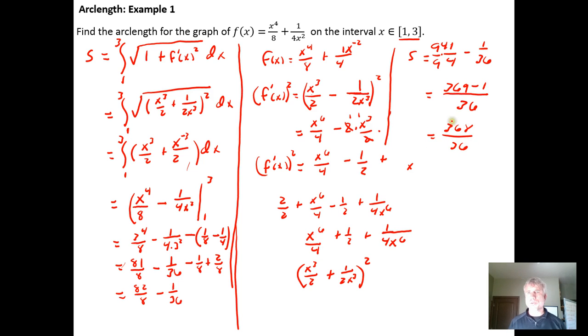And that should be reduced. It looks like 4 goes into 36 9 times, and 4 goes into 368 92 times, which gives me 92 over 9, and that looks like it has been simplified. So we get arc length equals 92/9, as long as we didn't make an arithmetic error along the way. But this is the gist of it. Conceptually, this is what we need to do to solve this problem.